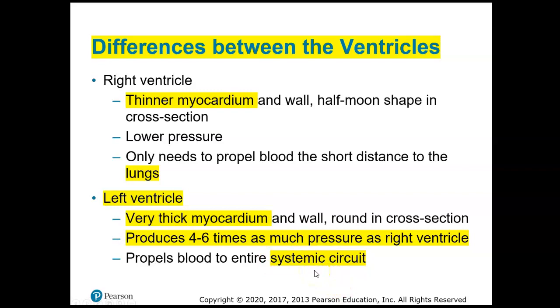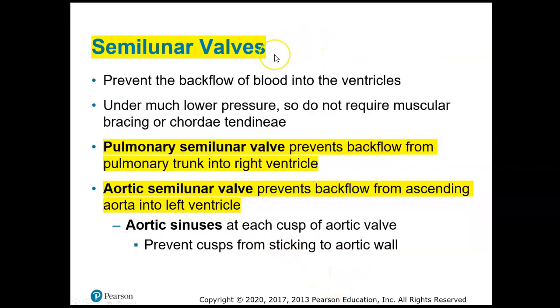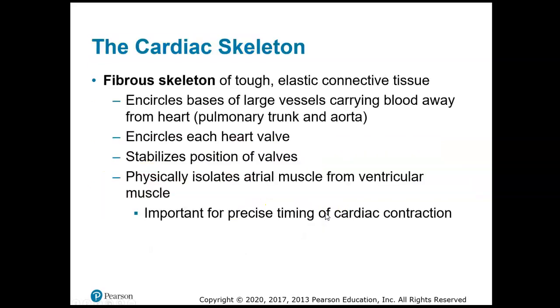And that's because the left ventricle pumps blood to the systemic circuit and the right ventricle pumps blood to the pulmonary circuit. Our semilunar valves are the ones that prevent backflow into the ventricles. So there's a pulmonary semilunar valve, or you could just say pulmonary valve, that prevents backflow into the right ventricle. And then the aortic valve prevents backflow into the left ventricle.